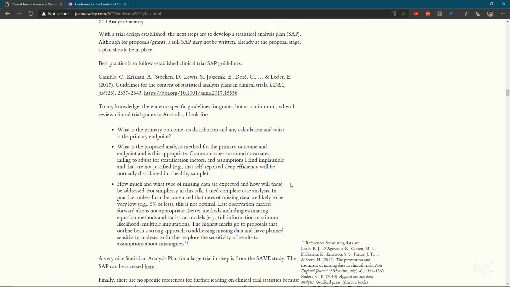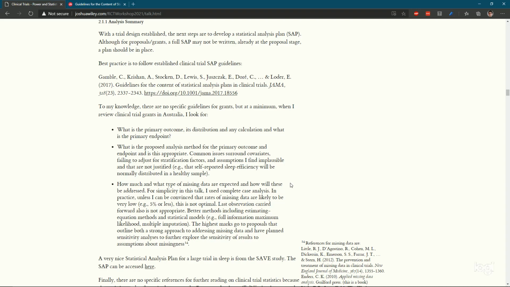To my knowledge, there's no specific guidelines for grants, but at minimum, at least when I review clinical trial grants here in Australia, what I look for is what is the primary outcome, what is its distribution, and any calculation that may be done to it, and what is the primary endpoint: post-intervention, change over time, etc. What's the proposed analysis method for the primary outcome and endpoint, and is this appropriate? The appropriate part's obviously critical.